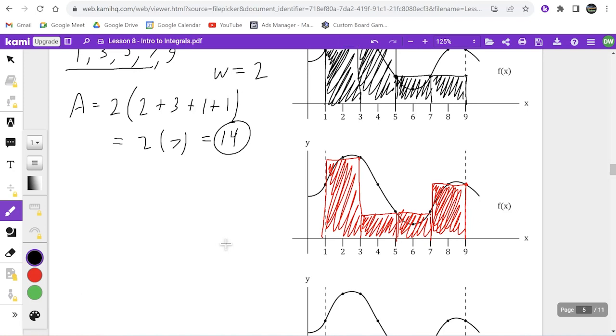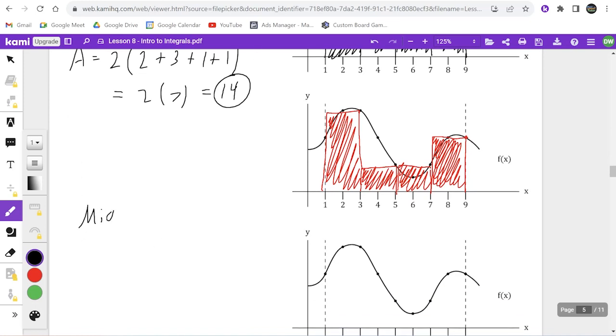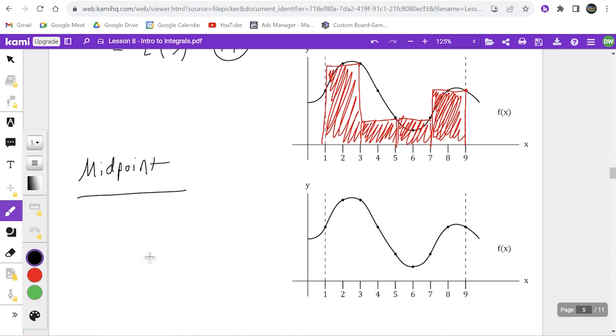Okay, then there's only one more to do, the midpoint. So for the midpoint, I know I didn't say it yet, but here's how you do the midpoint. First of all, the initial strategy stays the same. Width equals 2, 1, 3, 5, 7, 9. That's nice. All that's the same.